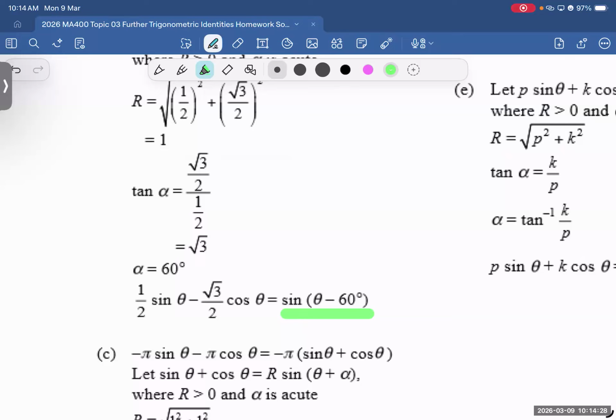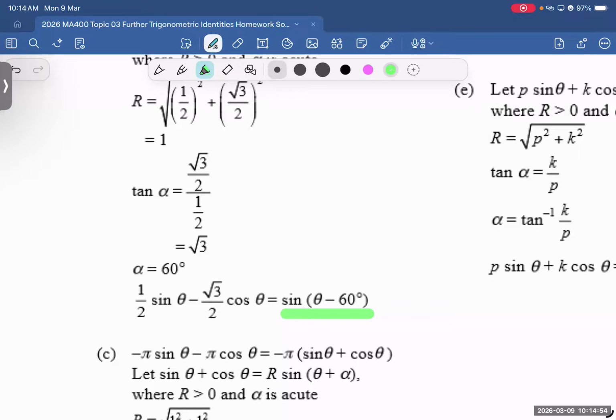Let's catch up. You did yours in cosine. If you did yours in cosine, then it should be cosine theta minus 30. Yeah. I got -1 cosine theta.